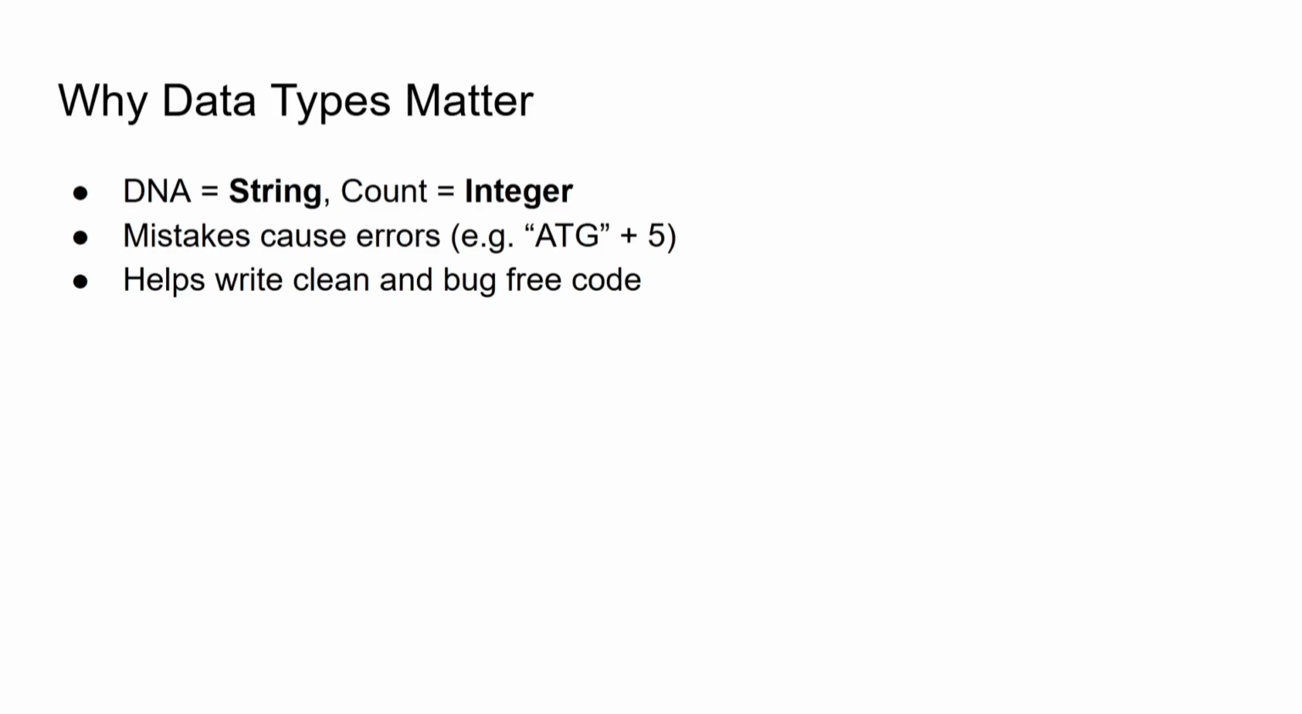In bioinformatics, mixing the wrong data types will break your script. For example, trying to add a DNA string to a number will throw an error. Knowing your data types helps prevent bugs, and it also makes your code cleaner, more readable, and easier to maintain. Let's switch to Jupyter Notebook and take a look at what happens when we mix data types incorrectly.